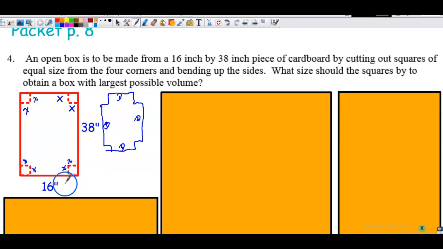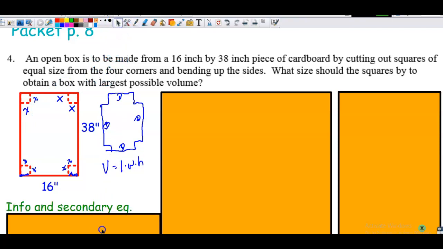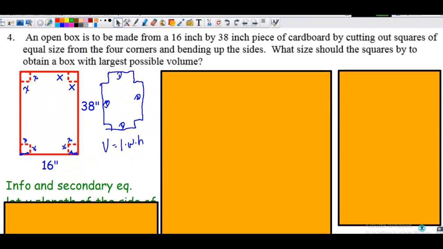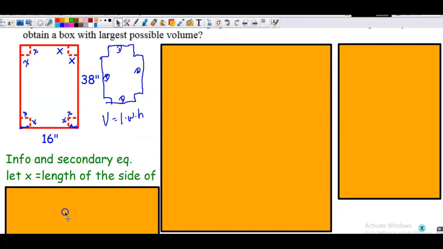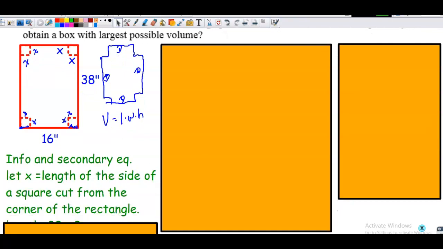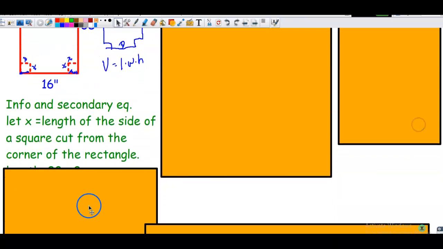So the length of the box, think about this. We know that volume is length times width times height. The length of the box, it used to be 16. We had a 16-inch piece of paper, but we're cutting this part out, so that's 1x that's gone. We're cutting this part out, that's 1x that's gone. So the length of the box actually is 16 minus 2x. We cut out 2 x's, 1 from each corner.